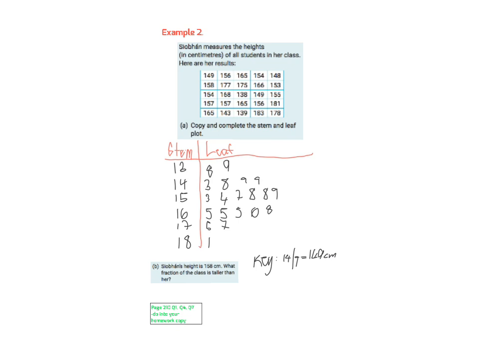The last question then: Siobhan's height is 158 centimeters. What fraction of the class is taller than her? So her height is 158 centimeters, so we'll just find her height there. She's one of these here, and we're looking for anyone in the class that's taller than her. If we look at how many people in the class have a height bigger than that, there's 1, 2, 3, 4, 5, 6, 7, 8, 9. So there's 9 that are bigger than her.